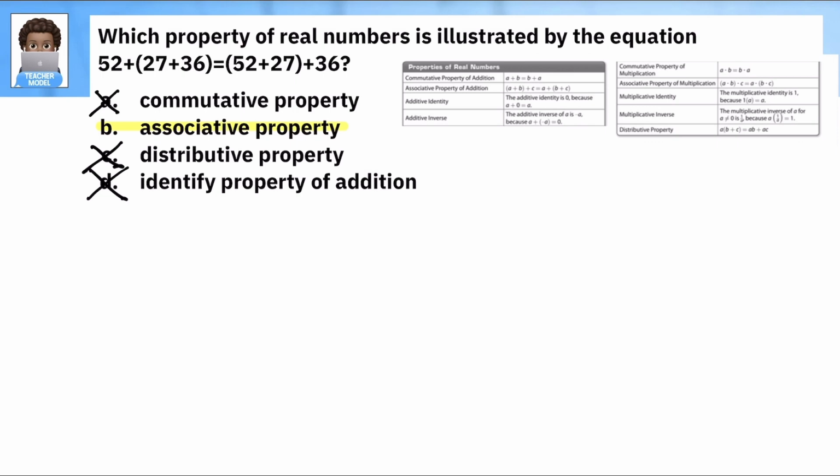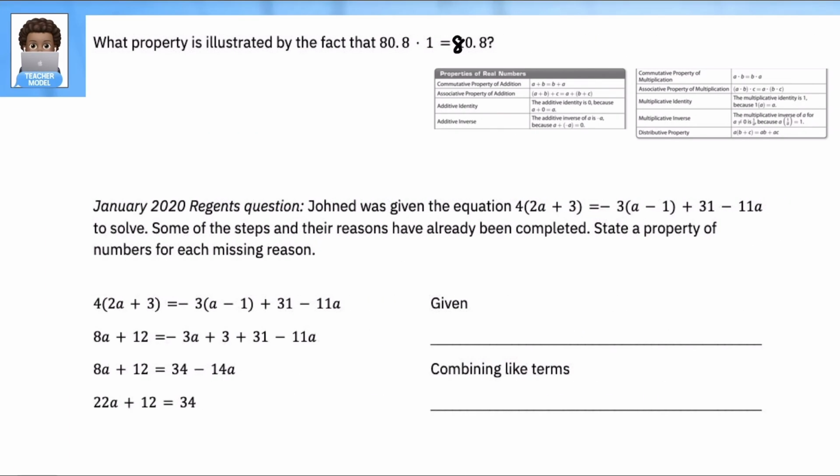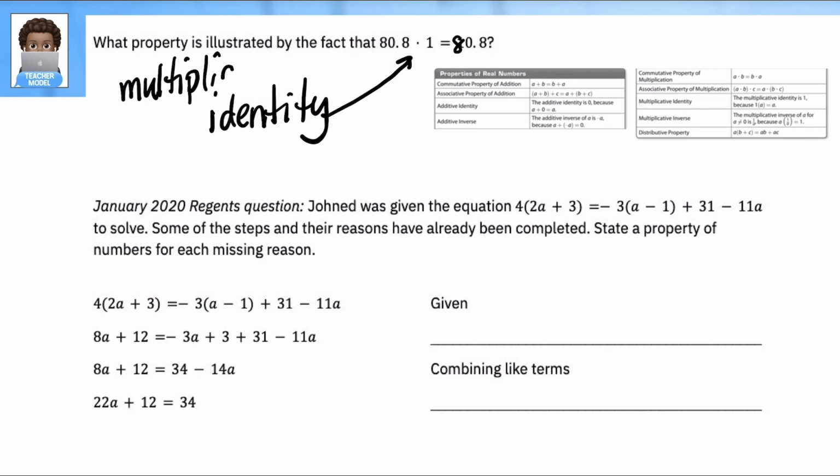All right, let's go to the next 2. What's illustrated by this one? 80.8 times 1 gives me 80.8. So I'm getting the same answer back. So this is an identity property. And obviously, because I'm multiplying, it is the multiplicative identity property, because I'm getting the same value. I'm getting my identity back to me.